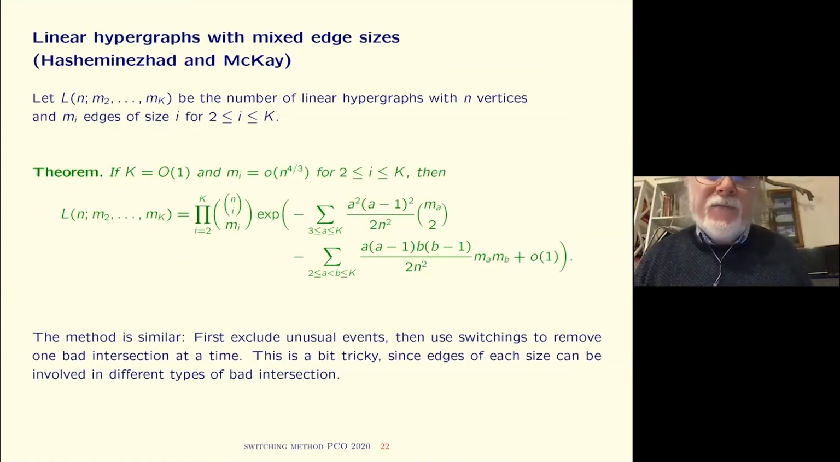To compensate for this extra trickiness, we didn't go as far. So we've only got up to n to the 4/3 edges of each size. And of course, there's only a constant number of sizes allowed.